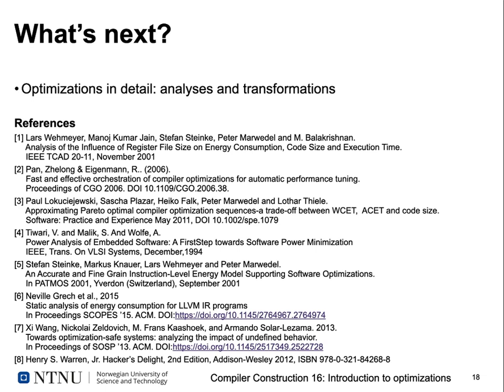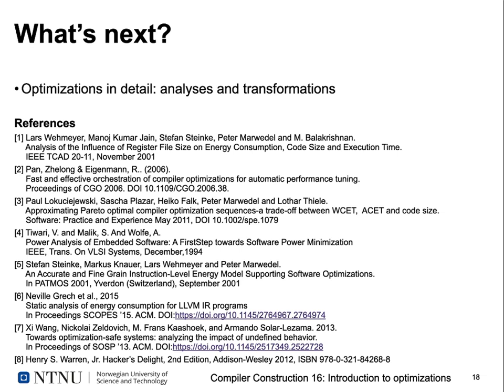And here's a number of references. Some of our previous research at Dortmund, for example, on the influence of the register file on the energy consumption, code size and execution time of code. This would be optimization very close to the machine. Different ways to orchestrate compiler optimization switches for automatic performance tuning. Then we have a machine learning approach to find optimal optimization sequences.